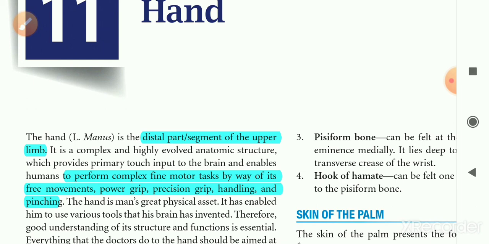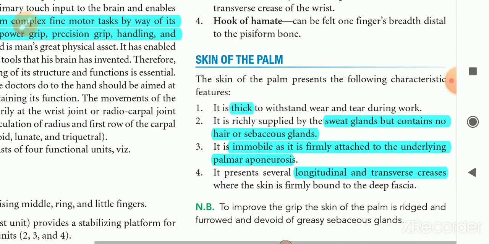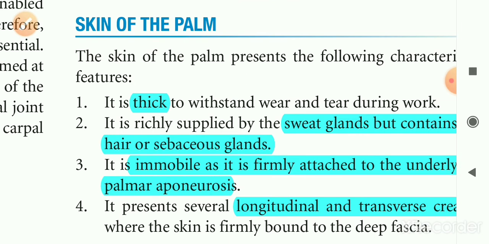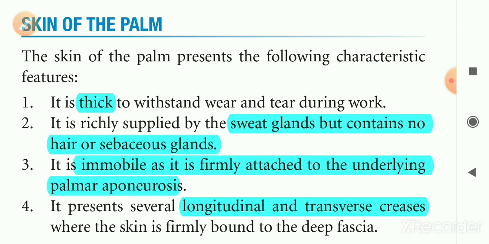So what are the structures in the hand? We can divide the structures in the hand, from above downwards, into skin, superficial fascia, deep fascia, and the contents. Within the contents of the hand are muscles, vessels, and nerves. So at first we will go into the skin of the palm.